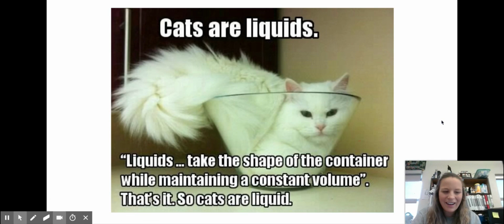Oh, I forgot I threw this joke in here. I crack myself up. Cats are liquids. They take the shape of the container while maintaining a constant volume. If you've ever seen a cat, they're a little weird, but like, see, he's taking the shape of this bowl that he's trying to cram himself into. I thought it was funny.